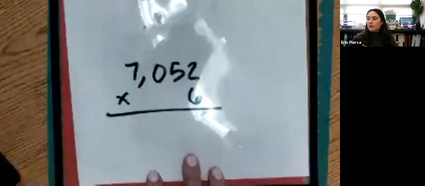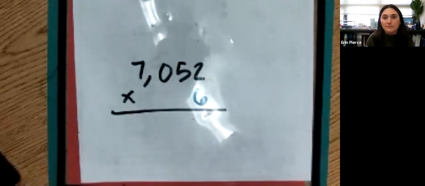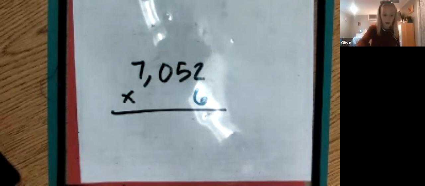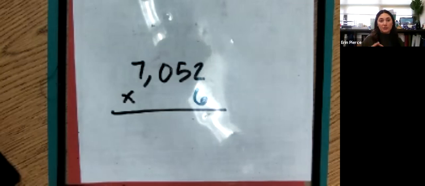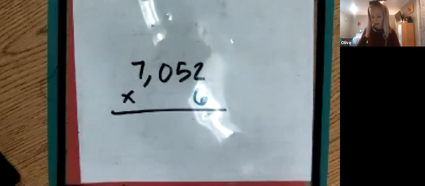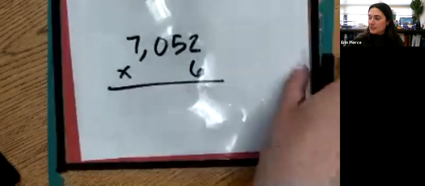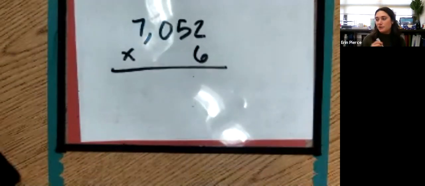Okay, who's ready to walk me through D? Is there somebody that would like to walk me through D? Olive. So do you want me to tell you the answer I got first? Tell me, how did you solve it? Did you use standard algorithm, partial products, area model, or distributive property? Standard algorithm. Yep. And you're just going to walk me through step by step how you solved.